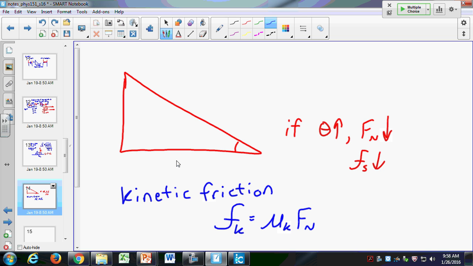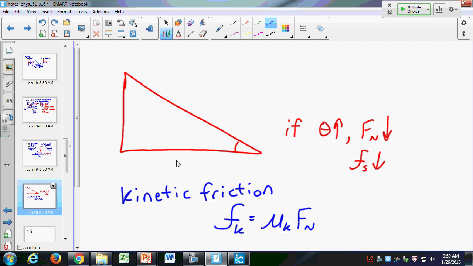Typically, with kinetic friction, regardless of your speed, to within certain limits. If you go really fast, then you can heat up the surfaces, and that changes the friction. But typically for kinetic friction, it remains constant, so we just use the equal sign, and it's mu k times the normal force.